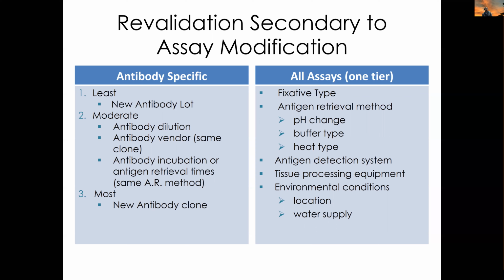And for all the assays, certain other issues may warrant a level of revalidation that will help to reinforce that the change has not significantly impacted your process results. And that can include fixation, antigen detection system, tissue processing equipment, moving from liquid fixatives to microwave fixation, or even environmental locations, different humidities, different water supplies. Those warrant some measure of revalidation.